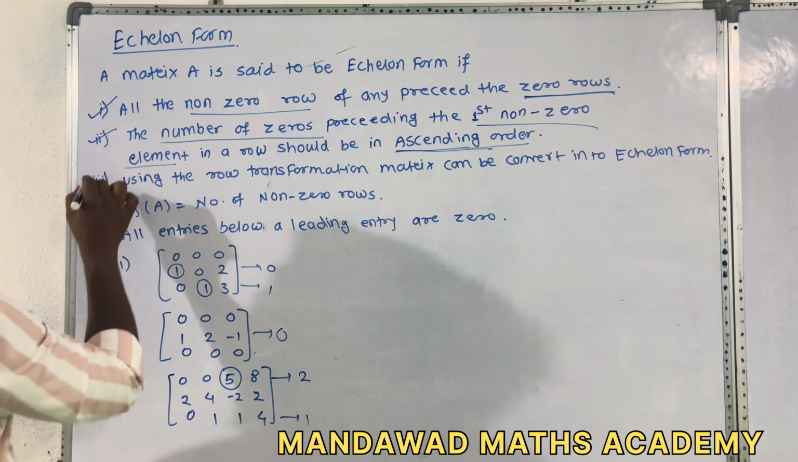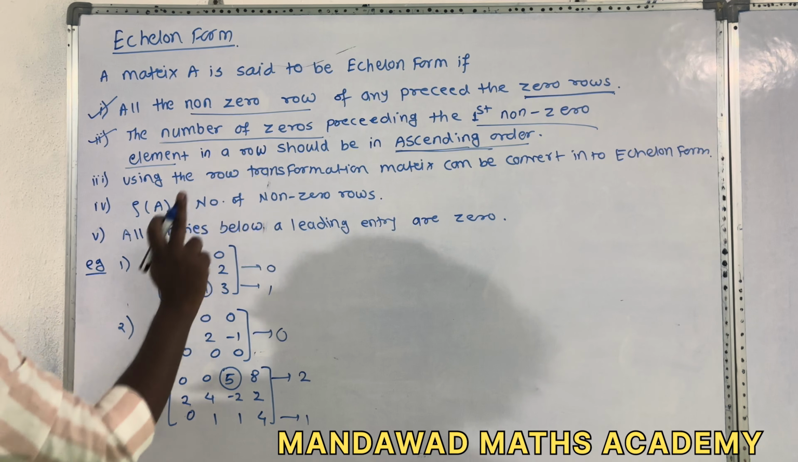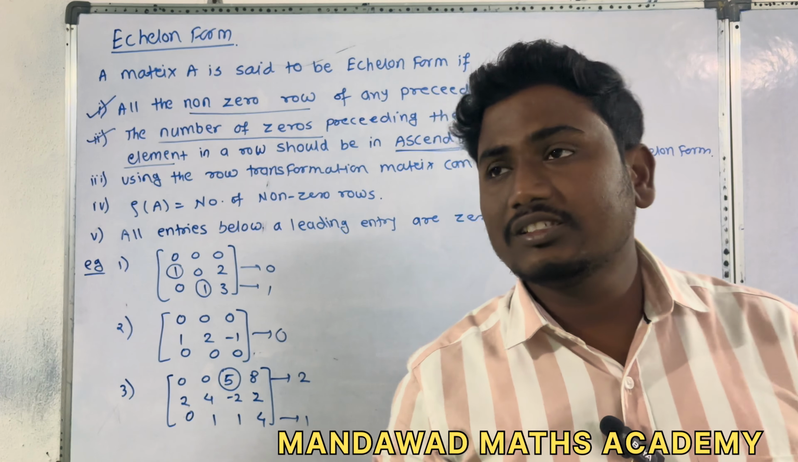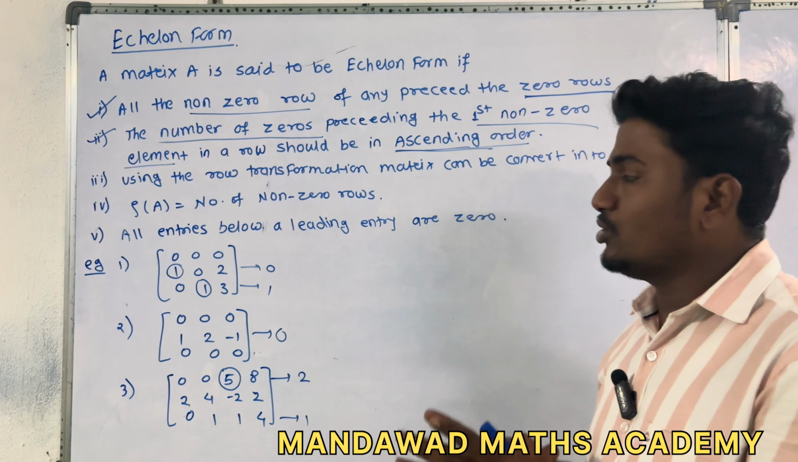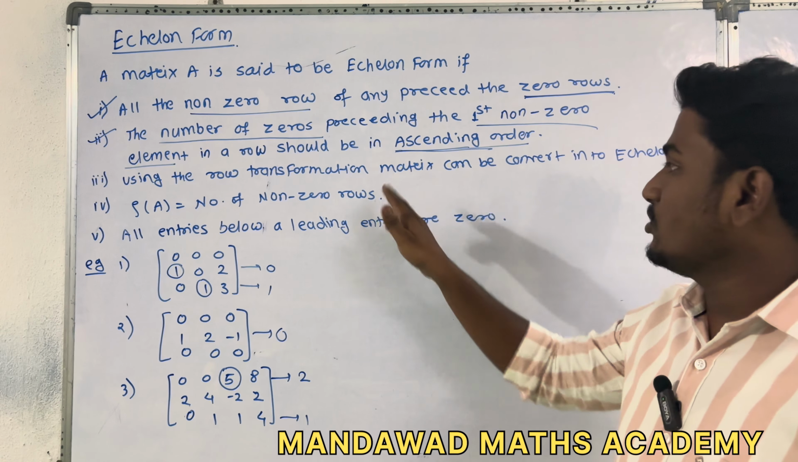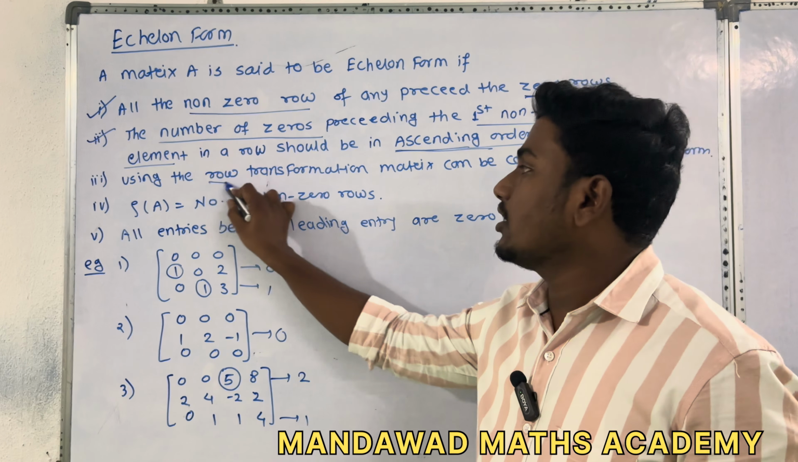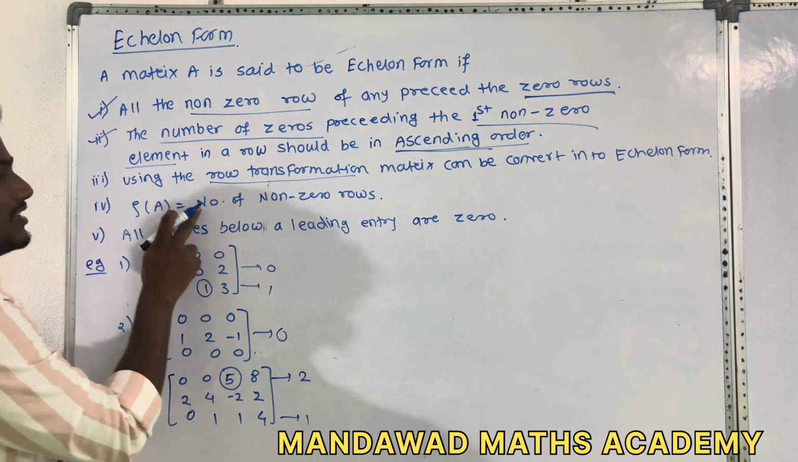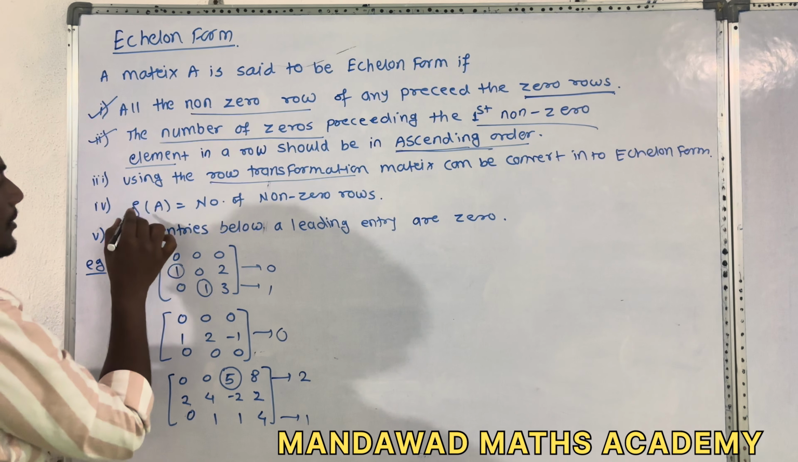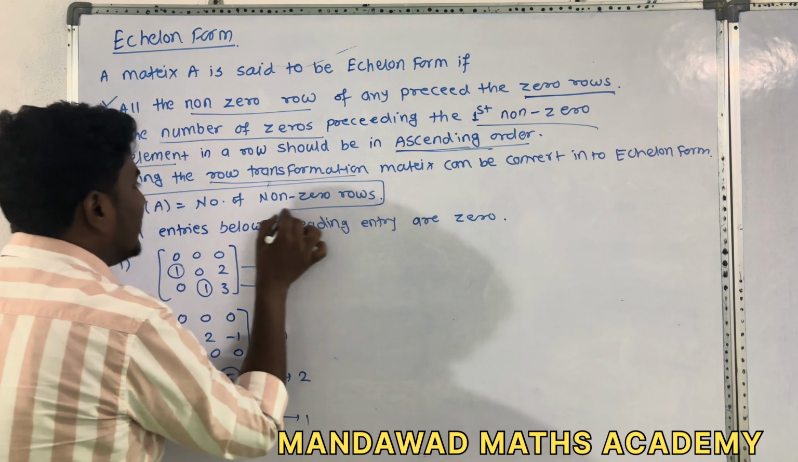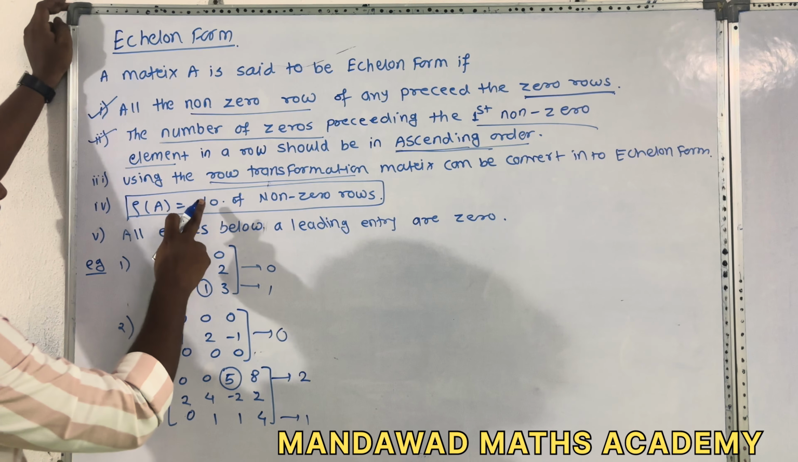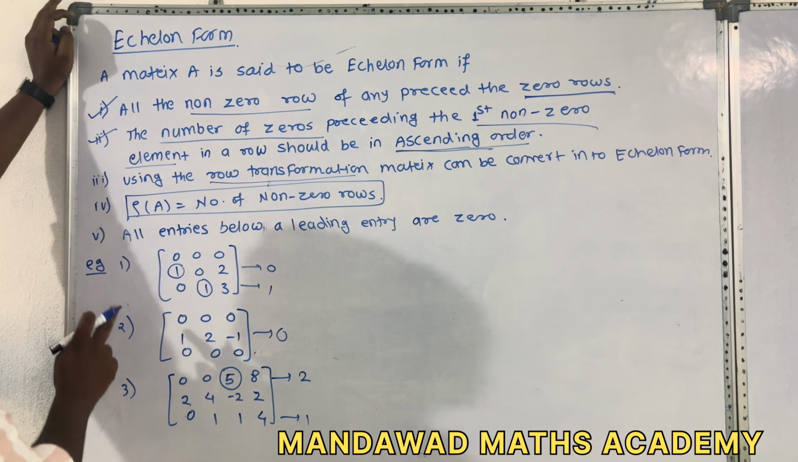Next, the third one: using row transformations, the matrix can be converted into echelon form. You can take the given matrix and convert it into echelon form using row transformations. Next, rank of A is nothing but the number of non-zero rows. We can find the rank of a matrix by using the echelon form; you count the number of non-zero rows.